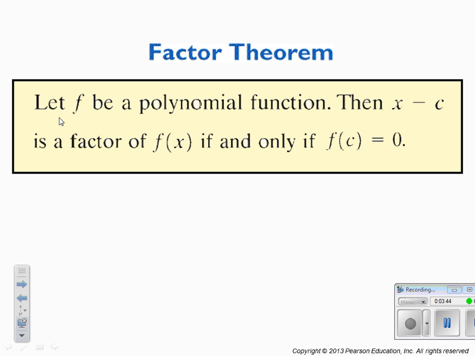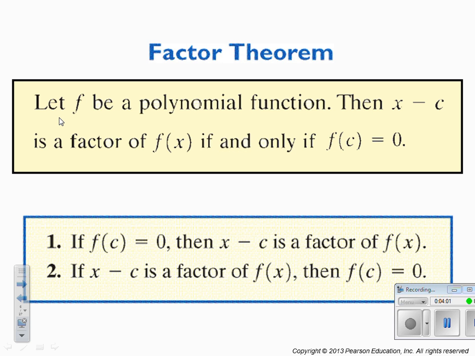Okay, this is the factor theorem. If x minus c is a factor of your polynomial, then when I plug c into my function, I should get out 0. Totally makes logical sense. So if f of c equals 0, then x minus c is a factor. If x minus c is a factor, then f of c is 0. So you can use it both ways.